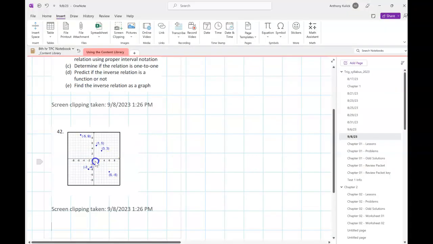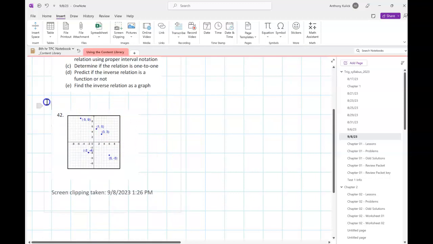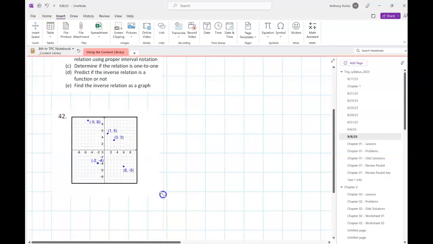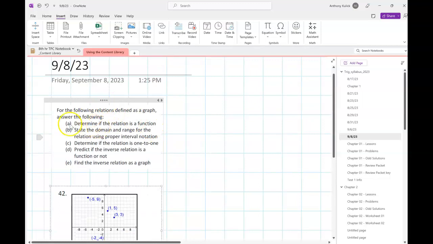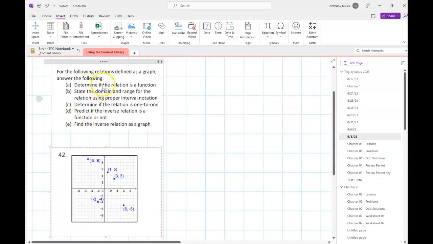I'll just do that. All right, so it asked us to do a bunch of stuff here. It says determine if the relation is a function. So I just do a vertical line test, right? None of these points are intersected more than once, or I could just look at the x coordinates and see that none of them repeat. Either way, correct. Feel good?